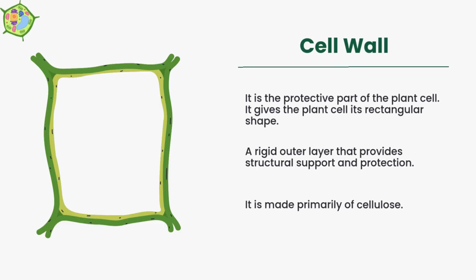Then we have our cell wall. It is the protective part of the plant cell. It gives the plant cell its rectangular shape. It has a rigid outer layer that provides structural support and protection, and it is made primarily of cellulose. As you can see in that top left-hand corner, it has a picture of a plant cell. So that means that a cell wall is only in plant cells.